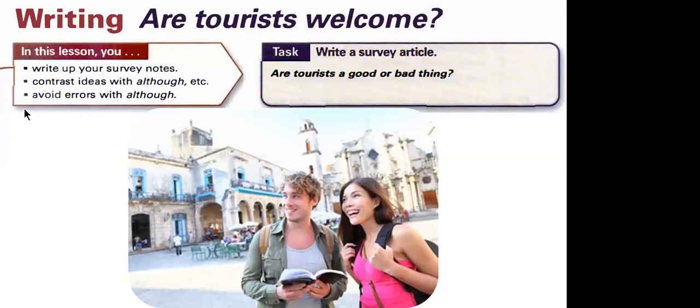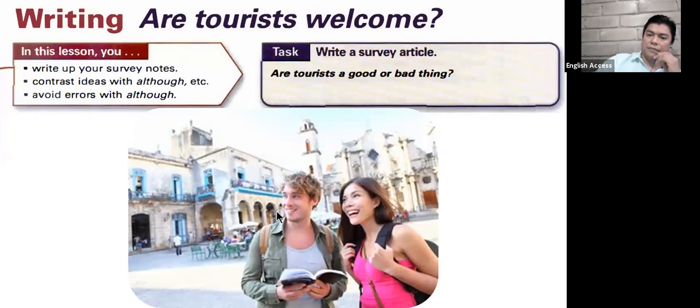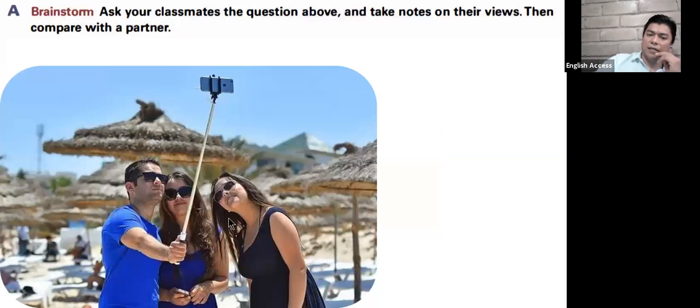Writing. Are tourists welcome? In this lesson, you write up your survey notes, contrast ideas with an outro, and avoid errors with an outro. Task: Write a survey article. Are tourists a good or bad thing? Perfect. Leslie, can you read, please?